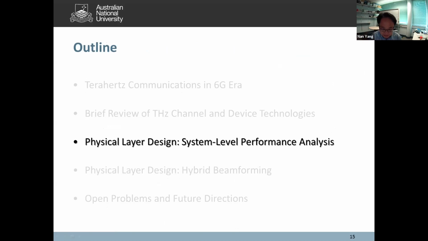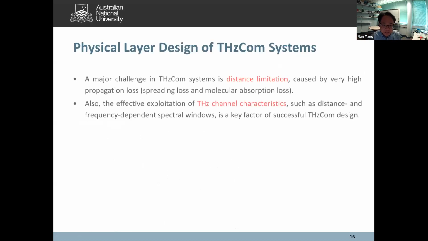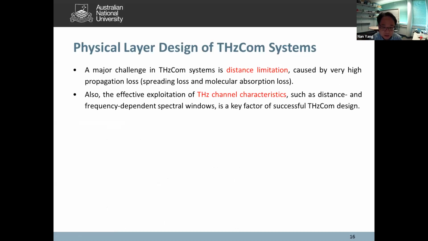And after briefly talking about the terahertz channel and the device, let's look at the physical layer design, where I'm going to introduce two of my works. For the physical layer design, we know that a major challenge for terahertz communication is the distance limitation. This is caused by the very high propagation loss, which has been talked about before. At the same time, when we perform design, it is better for us to effectively exploit the terahertz channel characteristics, such as the spectrum windows that we have introduced before.